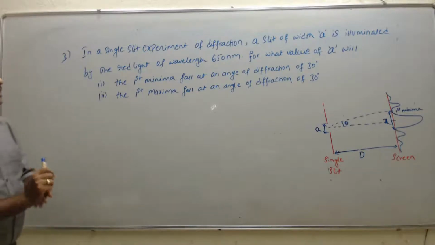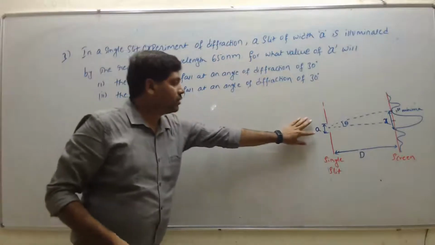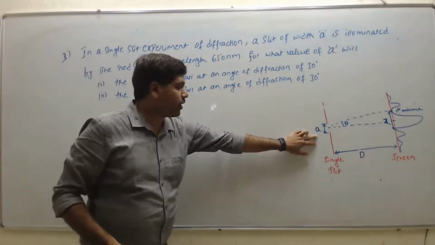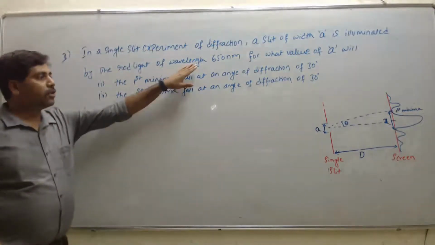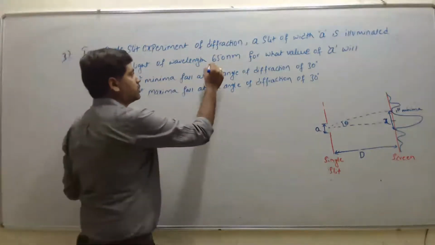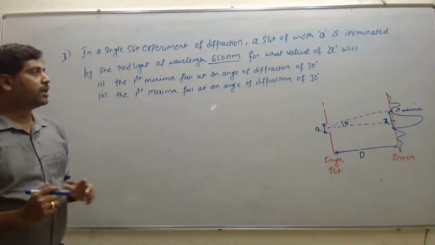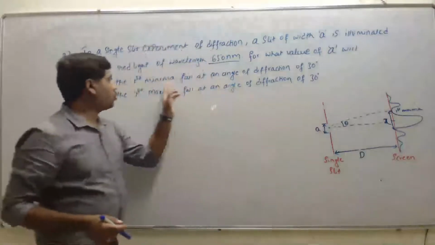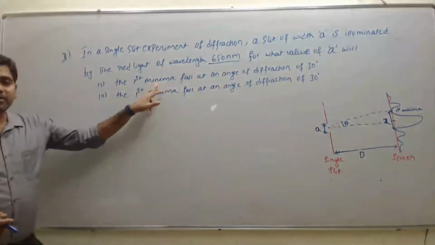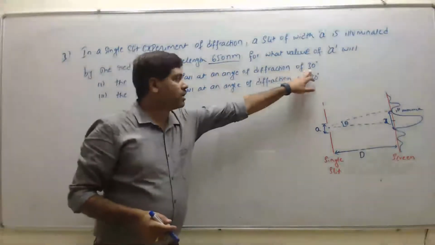So in this question, there is a single slit experiment of diffraction, and we have to find the slit width, that is A, which is illuminated by red light of wavelength 650 nanometer. They gave the wavelength of the red light, that is lambda is equal to 650 nanometer. So we need to find A. Here they gave two conditions. For the first one, the first minima falls at an angle of diffraction of 30 degrees.